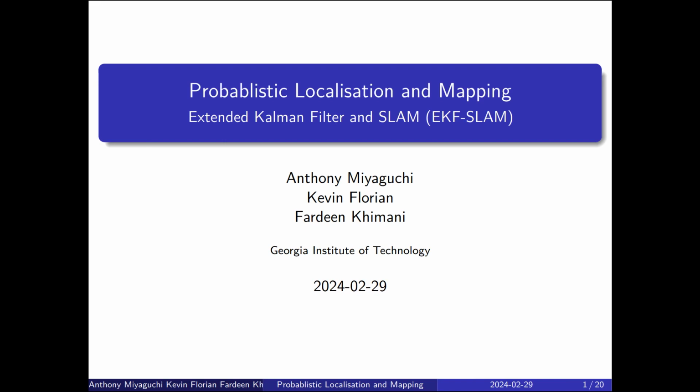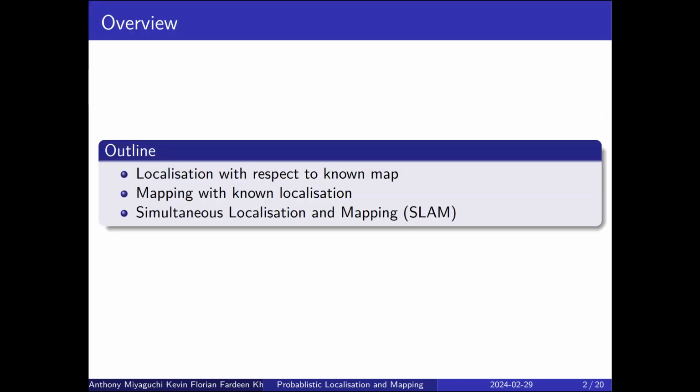Okay, so hello everyone, we're group 1 and we did homework 6, which is probabilistic localization and mapping. This covers EKF SLAM, or the extended Kalman filter plus SLAM. I'm Anthony. I'm Fardeen. I'm Kevin. Today we're going to go over the 3 parts of the homework.